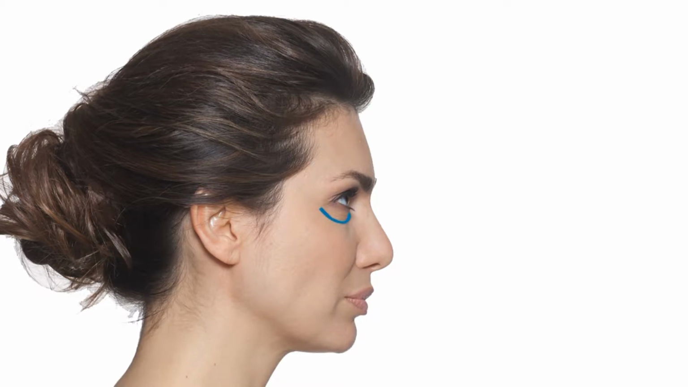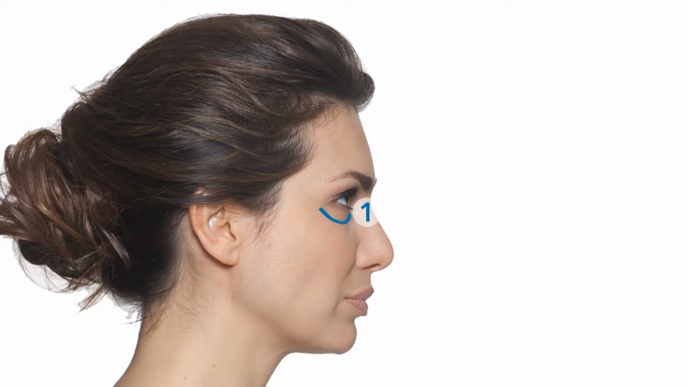Mapping of face. Mark the infraorbital rim 1. As the contralateral side may differ, both sides should be individually mapped.